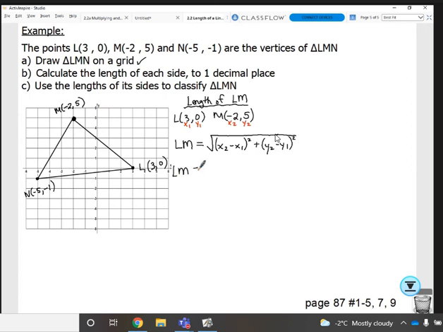LM equals negative 2 minus, and I cross them out as I go, just so I know I don't reuse the same one. Negative 2 minus positive 3, close bracket squared, plus 5 minus 0 squared.